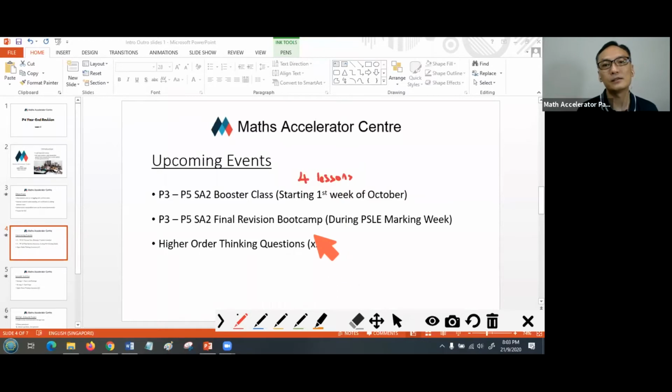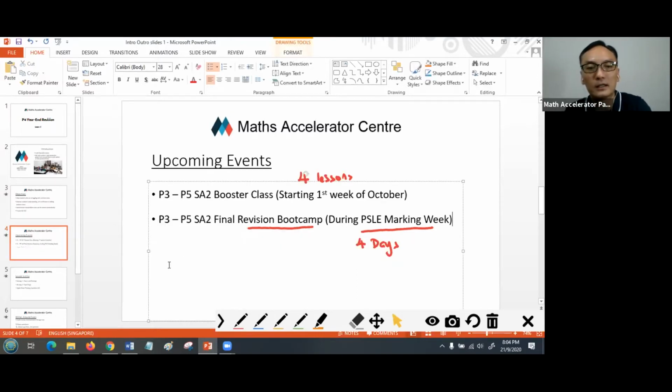In these 4 lessons, we'll be helping you do a general revision as well as introduce some of the problem sum strategies that you can use in the year-end exam. Then the next one: there will be a PSLE marking week, with 4 days where you don't have to go to school. During these 4 days, we'll be organizing a revision boot camp. Later I will show you the slides on where the important dates are.